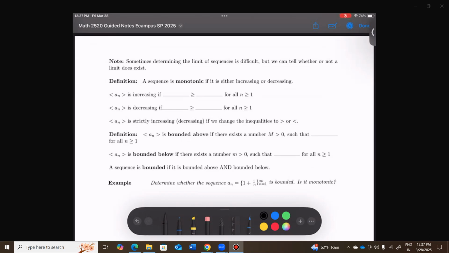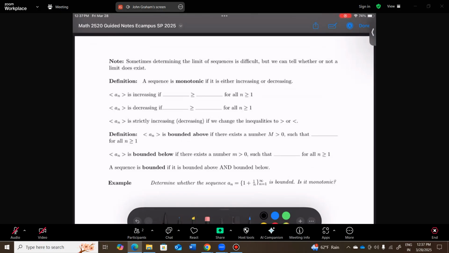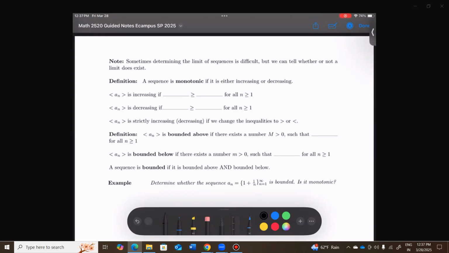Hi, this video is for Math 2520 and is going to be over section 10.1, 10.2, and it's actually part 2 of those sections. So we're going to look at a sequence and whether it's monotonic. Right, so monotonic meaning it's either increasing or it's decreasing.